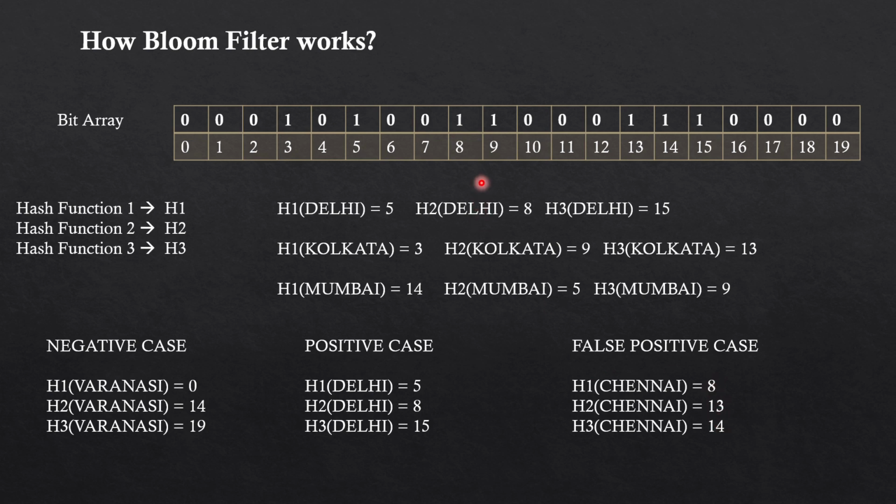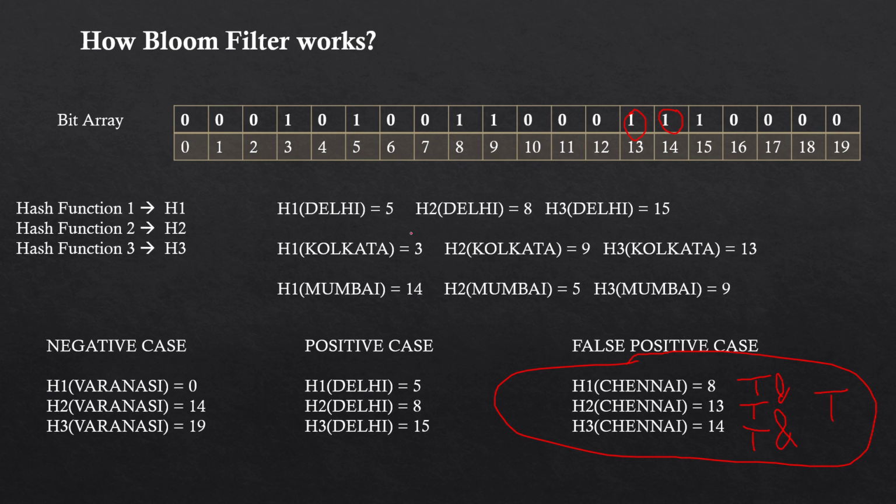So we go and check for 8. The bit was set, so this is true. We go to 13. Again, this was set, so we say true. We go to 14 and this bit was set, so this is also true. Now when we AND all these three, the output will be true, which means that Chennai is present in our list.